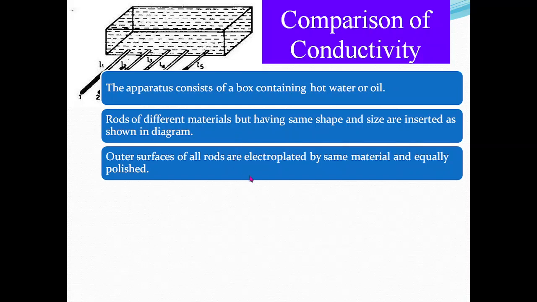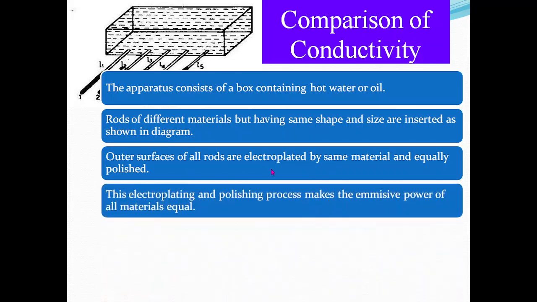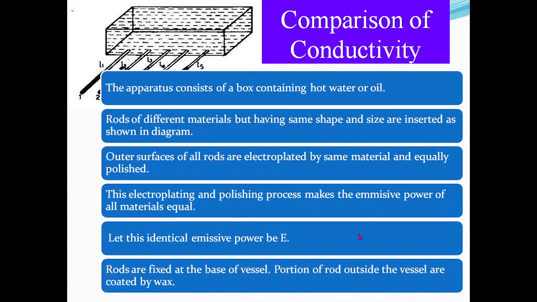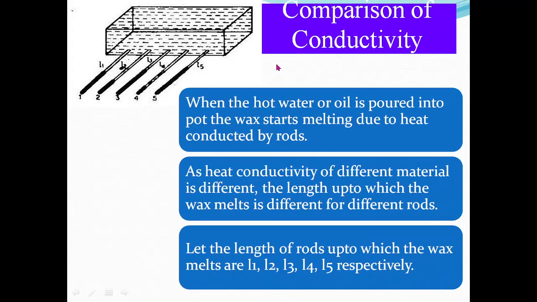The outer surfaces of all rods are electroplated by the same material and equally polished. Therefore, their emissive power is the same. This electroplating and polishing process makes the emissive power of all materials equal. Let this identical emissive power be denoted by E. Rods are fixed at the base of the vessel. The portion of each rod outside the vessel is coated by wax, as I have explained initially.